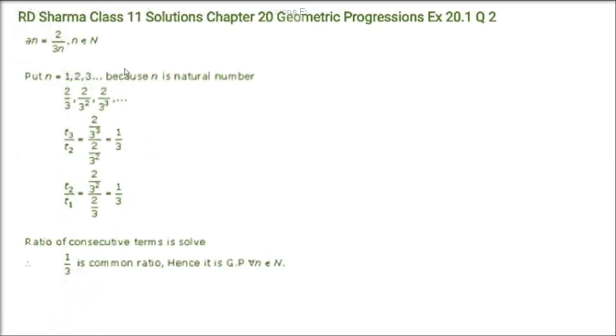Now the next one is half, 1 by 3. So 1 by 3 by 1 by 2, 2 by 3 will come, 2 by 9 by 1 by 3, 2 by 3 will come. So the common ratio is 2 by 3.